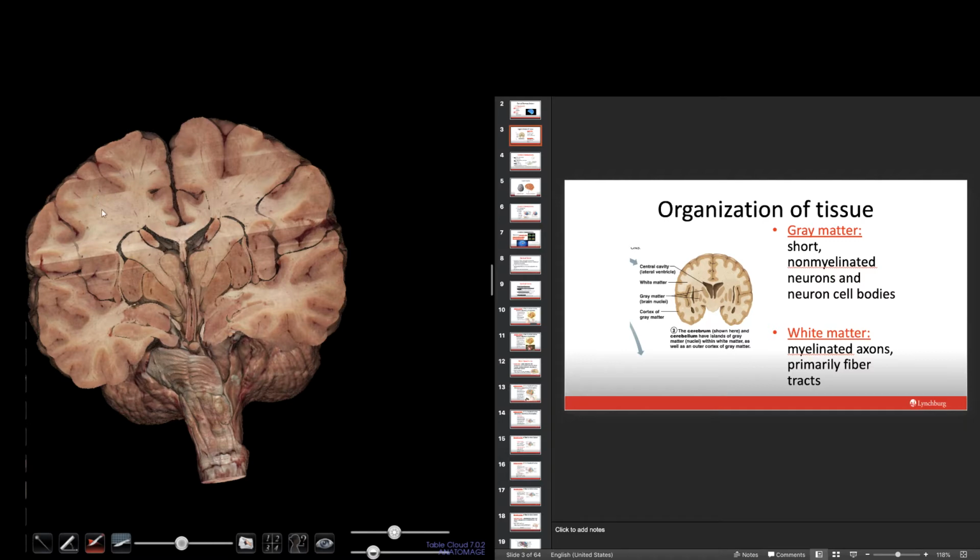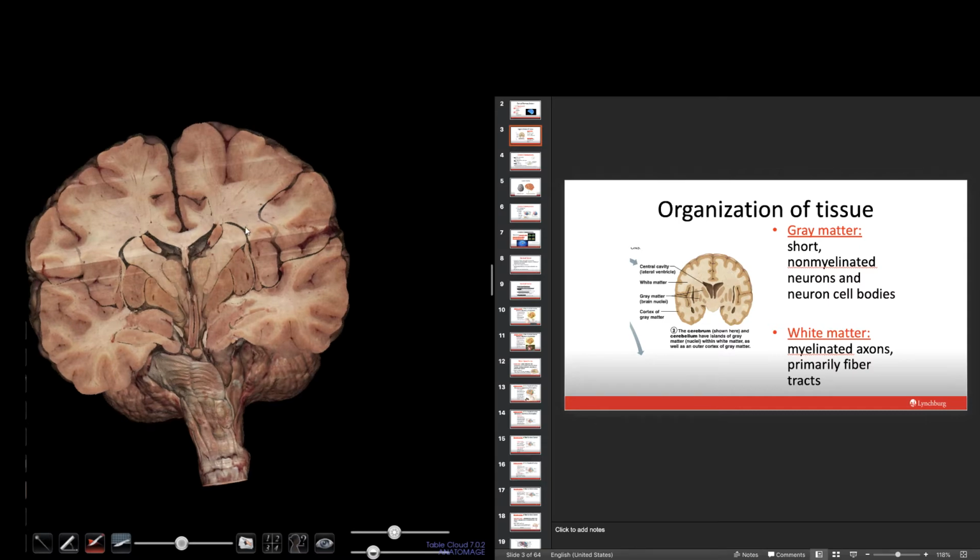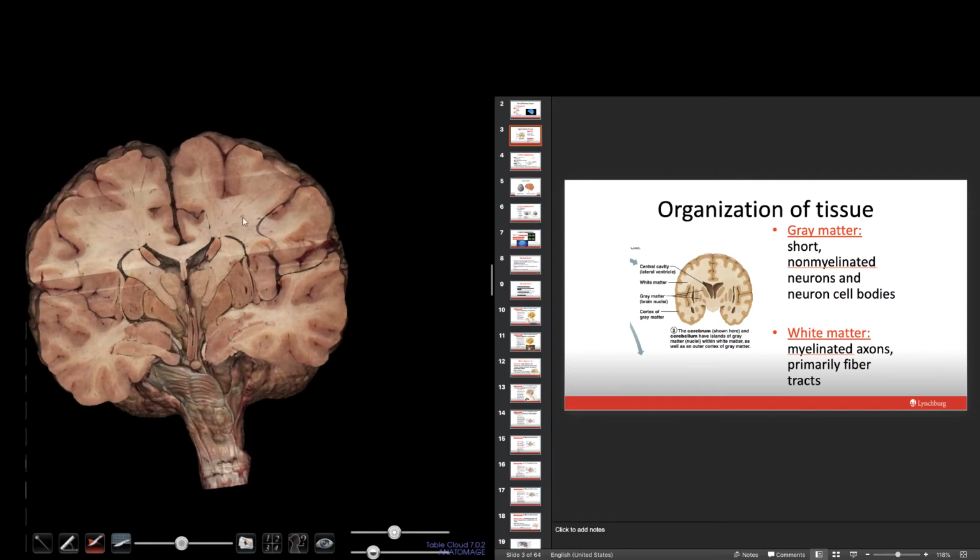Now on the inside, we see tissue that's a little lighter in color, and we call this white matter. And this is primarily myelinated axons that are traveling in tracks of fibers that are bundled together. And the myelin that insulates the axons is lighter in color, and so it creates white matter on the inside of the brain here.